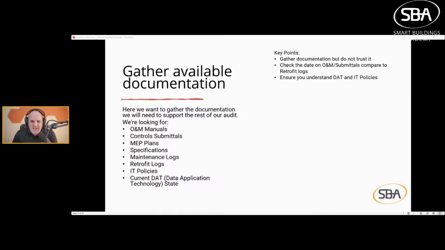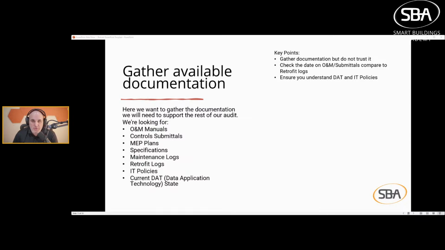And then my current DAT, right? My data application technology state. Is my data good? Is it clean? Is it reporting? Are my applications working? My software, does it work? And my technology, my servers, can I still use them? Are they 486s? Are they one of those DOS green screens hidden in the closet? What do I have?